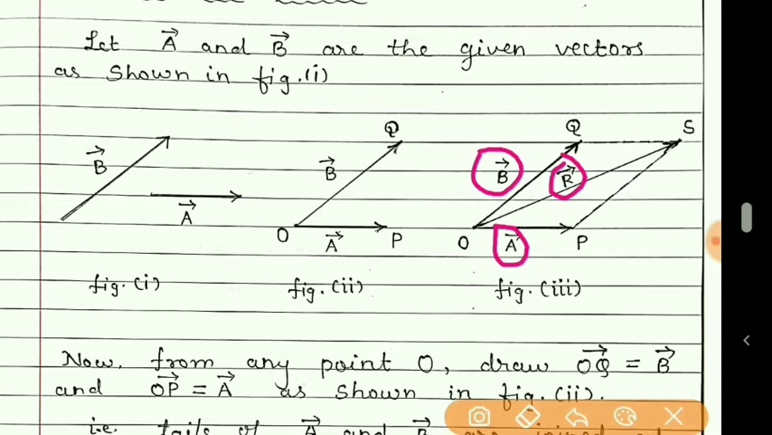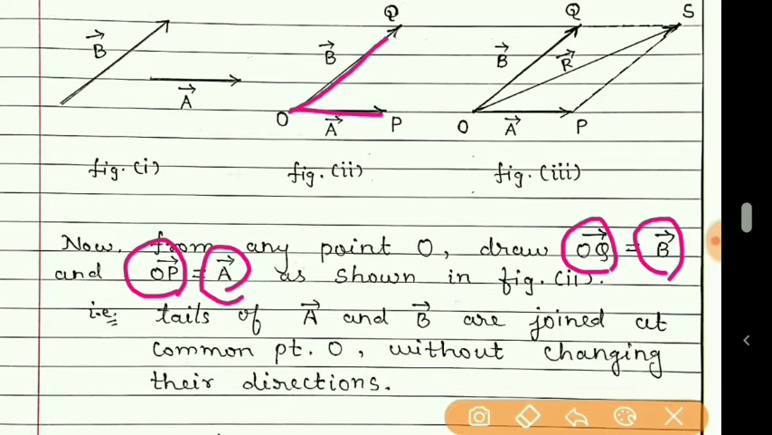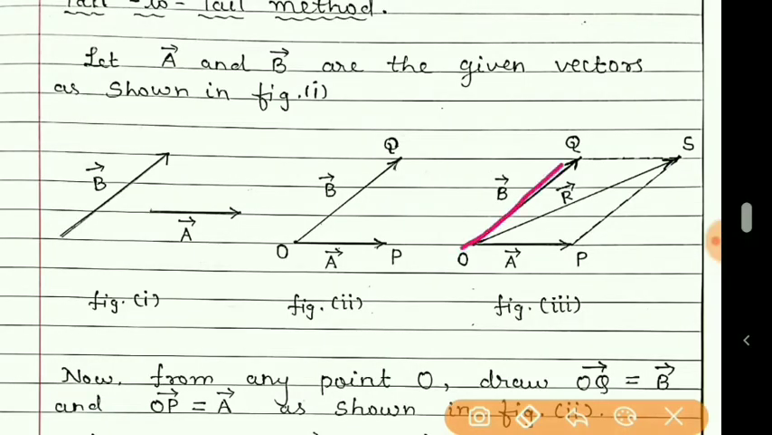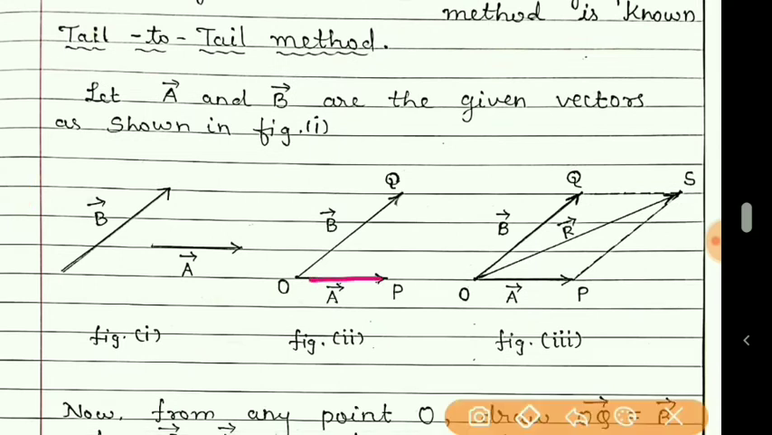So here also students, what have we taken? We have taken a vector OP which is equal to vector A, as well as vector OQ which is equal to vector B, and their common point was O, and then we formed a parallelogram, and so the diagonal from point O gives the resultant vector R. As a parallelogram is formed here, this method is called the parallelogram method of addition of two vectors, or we can say that it is a tail to tail method because the tails of the two vectors are joined together.